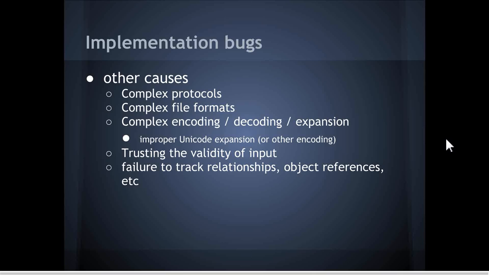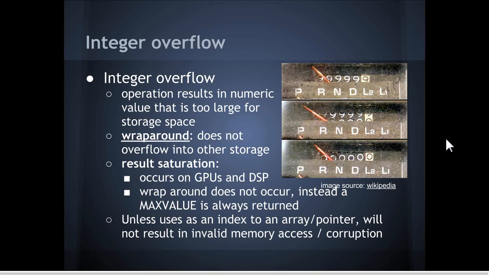Other causes can be trusting the validity of the input and thus failing to do validation checks. If you're somewhere along the chain on the inside of a program, perhaps you trusted the previous parts to do sufficient checks, but there may be inputs in some other part of that process that an attacker could exploit. Also, failure to track relationships, object references, pointers, etc.